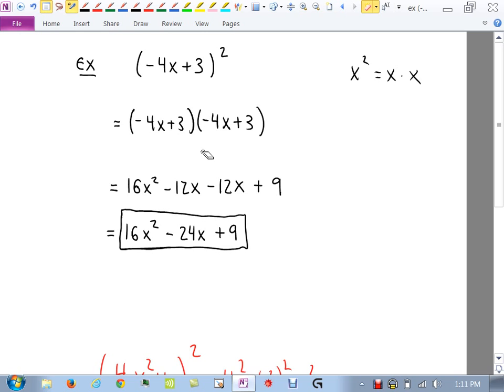And then you would just do what we just did in class, right? You would just start with the negative 4x, you would pass it through, you do the 3, you pass it through, you get these 4 terms, you collect like terms in the middle, and then you get a final answer.